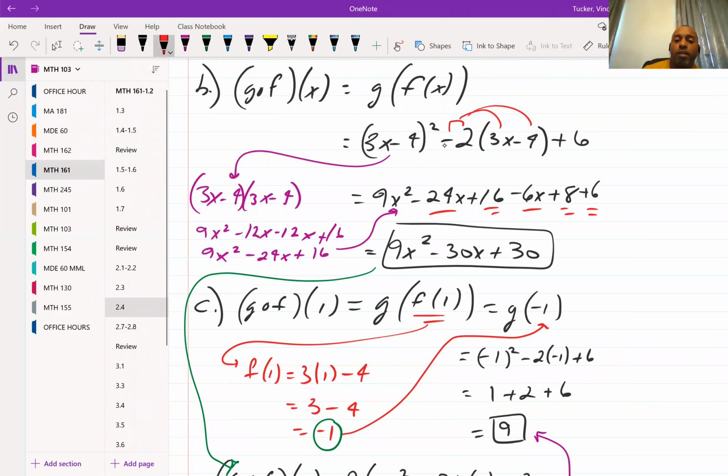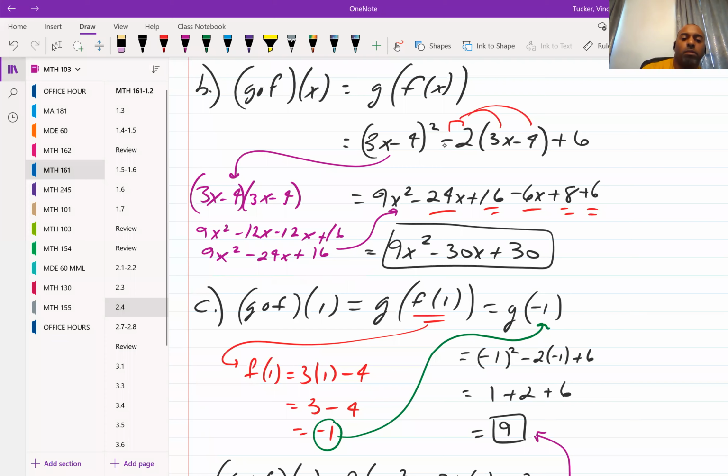And then from there, plug in negative 1 into g. And so you see that we have this right here. That'll be negative 1 squared minus 2 times negative 1 plus 6. And that reduces down to 9. All right, so that's the first way of doing it.